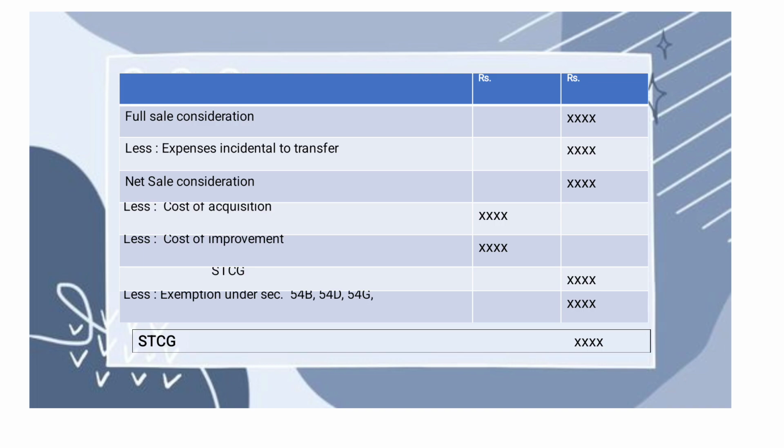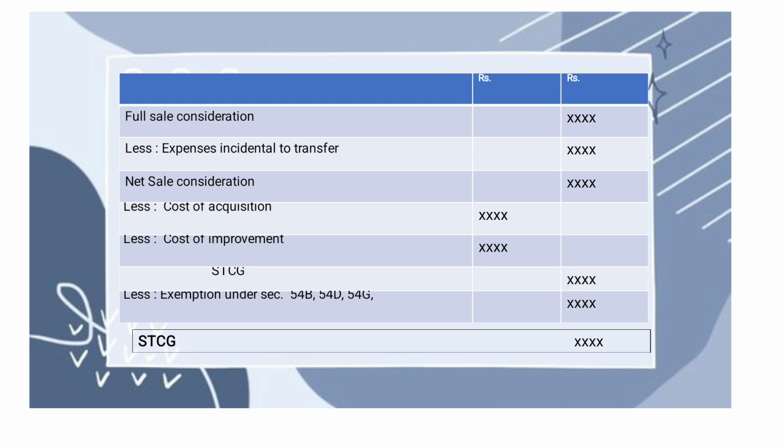For the full sale value of consideration, for example, consider the sale value of the asset as 10 lakhs. The full value of consideration is 10 lakhs. From this, we deduct the expenses relating to the transfer of the asset from the assessee to another person. After deducting these expenses from the full consideration, we get the net sale consideration. From this net sale consideration, again we deduct the cost of acquisition and the cost of improvement.